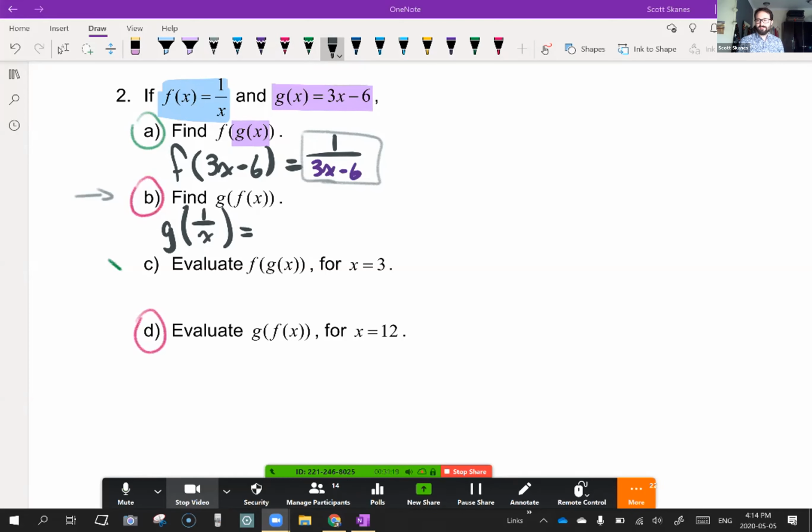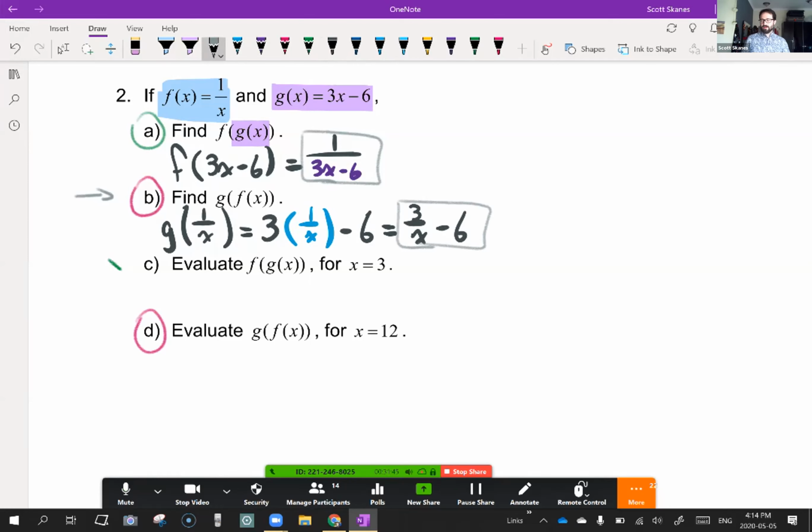They're a good band. 3 over x minus 6. Thank you, Zada. That's exactly what I got. So I'm taking my g function. Ain't nothing but a g thing. 1 over 6, and then minus 6. And I'm going to simplify that. So that would be 3 over x minus 6. And that's our answer. Perfect. Okay, good. Thank you, Zada.